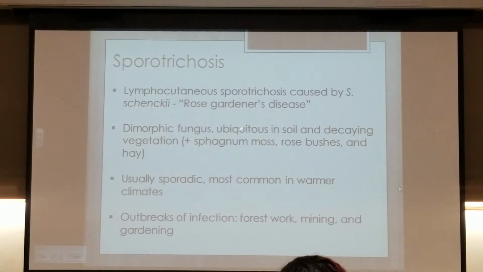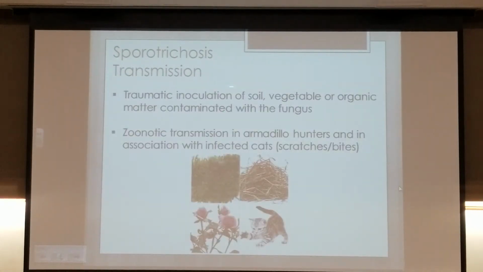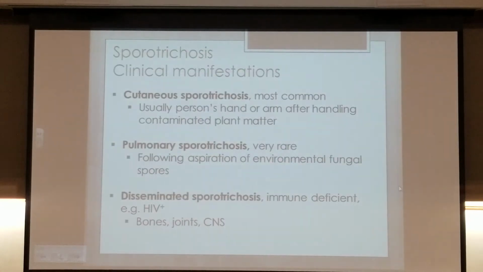Sporotrichosis. So remember this one, this was the rose gardener's disease, another dimorphic fungus. So, most common route of transmission is going to be traumatic inoculation. Like you can get some zoonotic transmission from armadillos or infected cats from their scratches and bites. I'm feeling bad. Cutaneous sporotrichosis most common. So I've told you right here what is the most common manifestation of sporotrichosis.